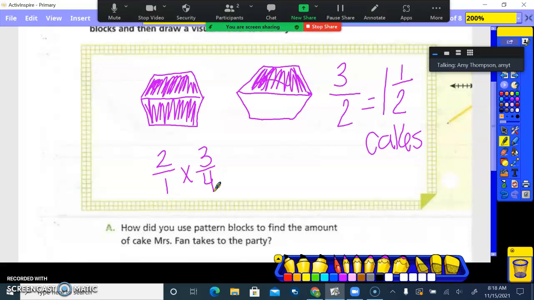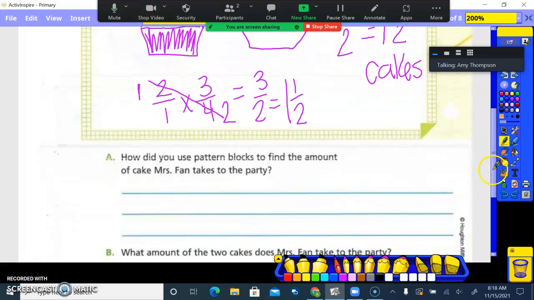Yes, because I can diagonally do that, right? You can simplify as long as it's diagonally, right? So 2 goes into 2 how many times? Once. And 2 goes into 4 twice, right? So then that becomes 3/2, which becomes 1 1/2, like we said, right?